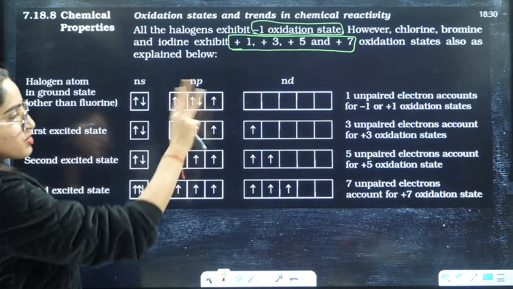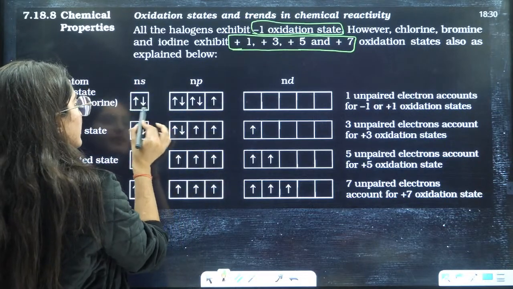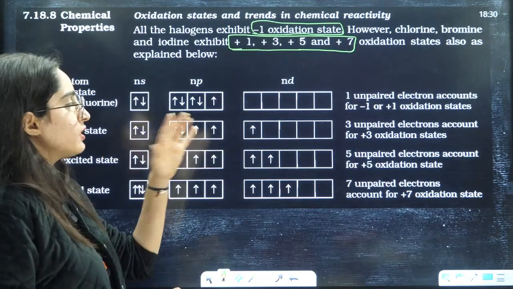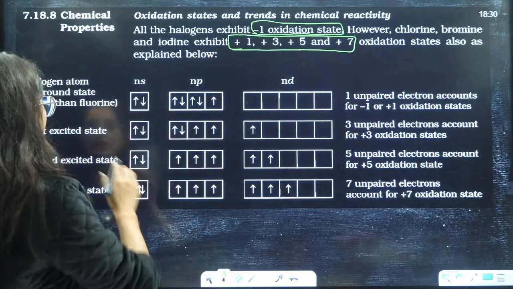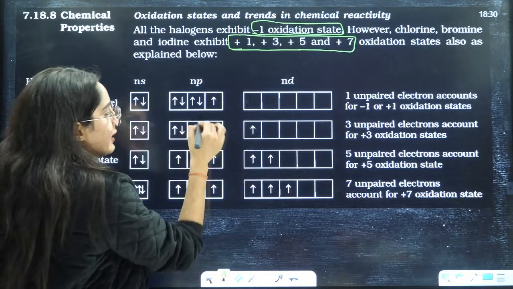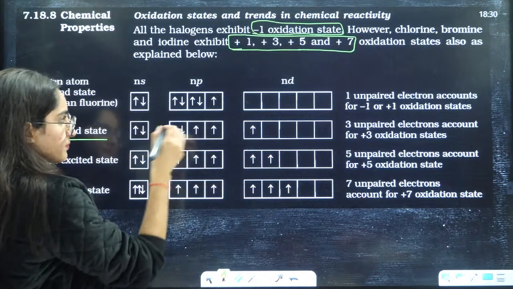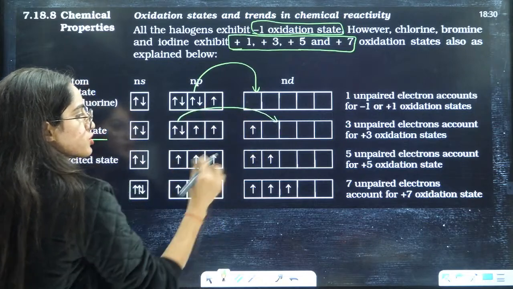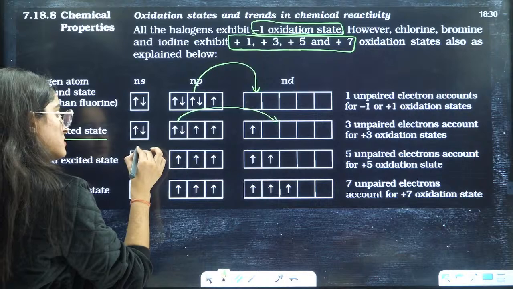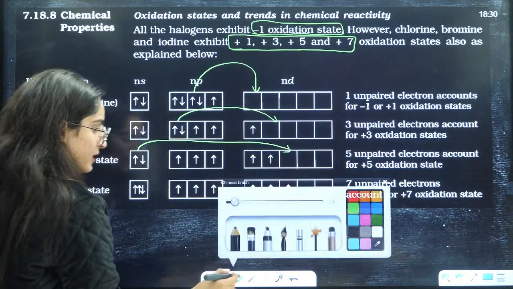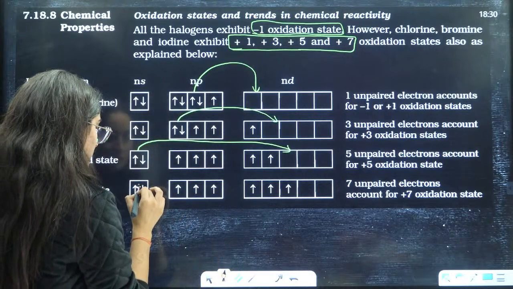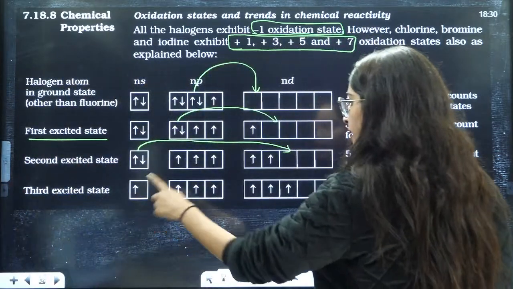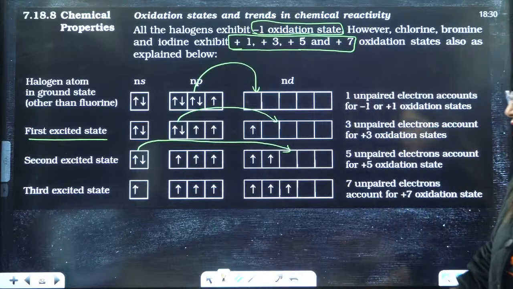Now they are saying that this is your general halogen atom. We know that it has ns2 np5, right? So when it is de-excited, with the electrons unpairing themselves, in the first excited state one electron will unpair and jump to this one. In the second case, this will jump here, so two electrons are jumping here. In the third case, this electron will jump here. So basically here it should be just this, right? 1, 2, 3, 4, 5, 6, 7, right? It should be like that.